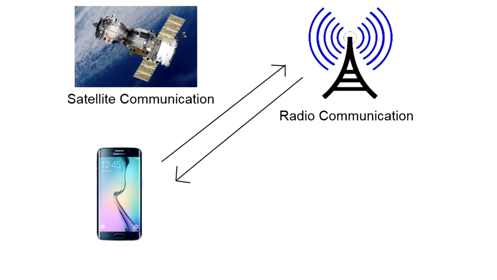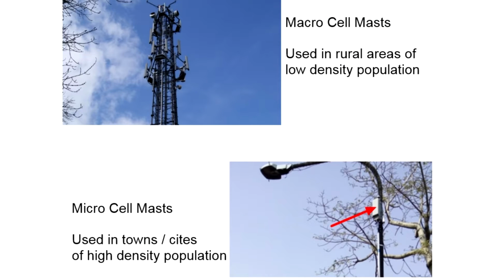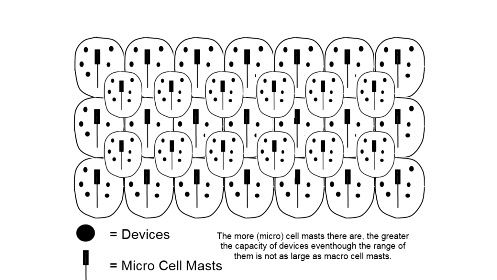One of the applications for terrestrial radio communication is in mobile telephony, communication between mobile phones and the base station connected to a cell mast. There are two main types of cell masts, macro and micro. Cities and towns tend to use lots of micro cell masts. This is because a micro cell mast has a low coverage. However, due to there being many of them, it creates a high capacity.